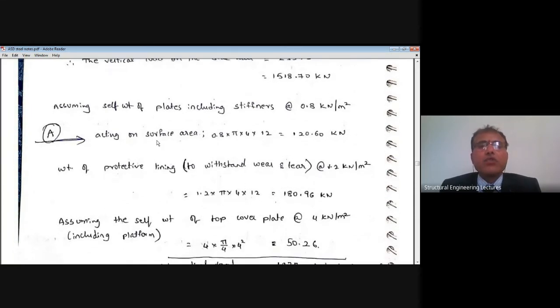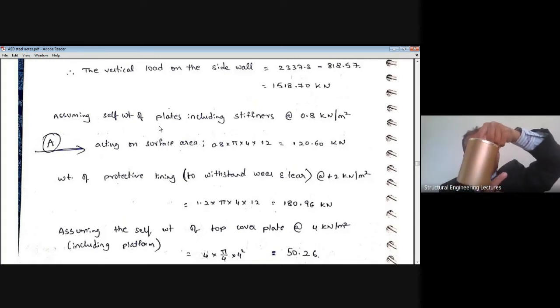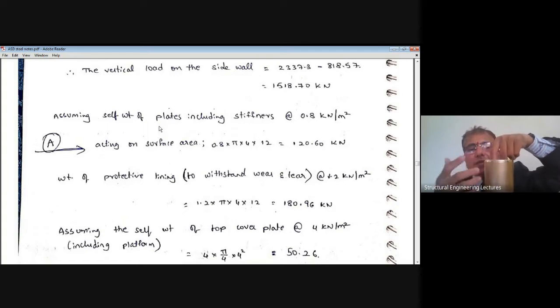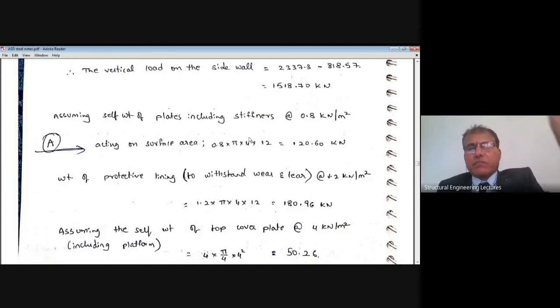Then now I'll assume the self-weight of the plates, including the stiffeners, at the rate of 0.8 kilonewton per meter square, acting on the surface area, right? Because the stiffeners are already provided along the total periphery of the vertical plate, so that they will avoid bursting as well as buckling. Hence, that now works out to 0.8 kilonewton per meter square multiplied by the surface area, pi d multiplied by height 12 meters, or it is 120.6 kilonewton.